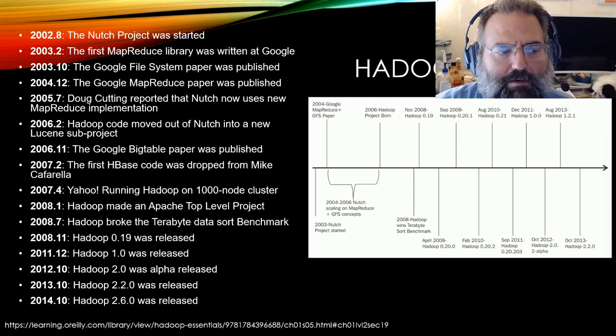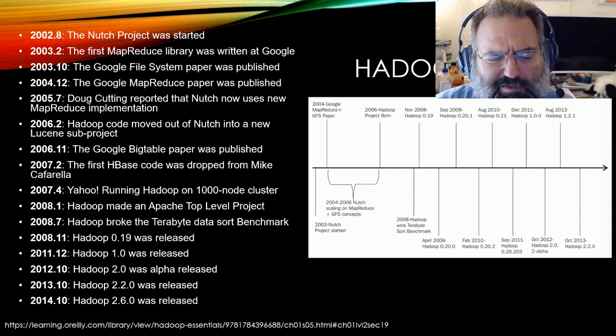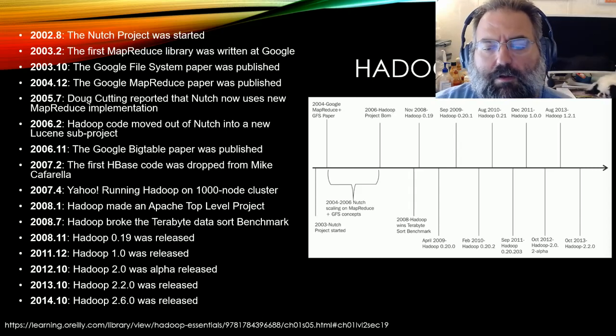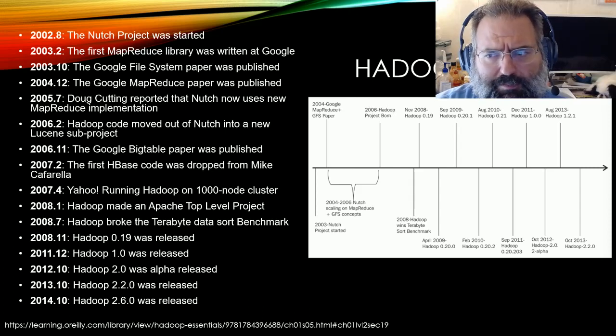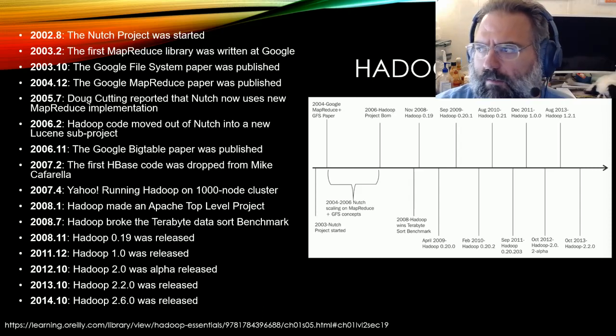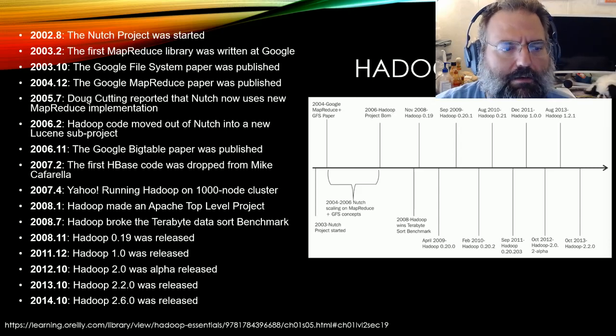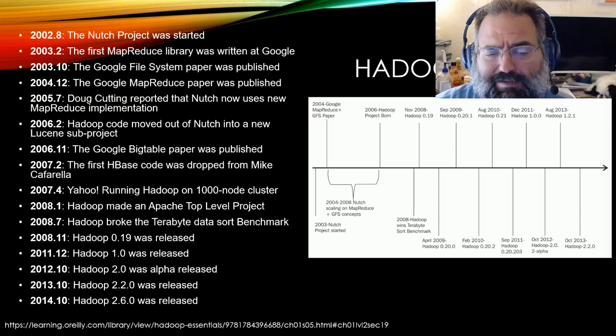In 2007, we had a 1,000-node cluster running at Yahoo on Hadoop. And then in 2008, Apache made Hadoop a top-tier project. And then a few other things along the way, and we're up now to, I think, 3.3.1 of Hadoop. So there's been continuous development, although interest in Hadoop has kind of waned of late. We'll talk about that later on. But that's how we got here.